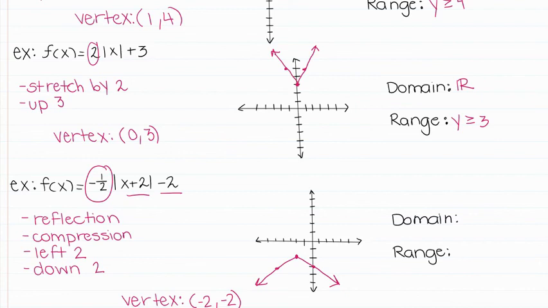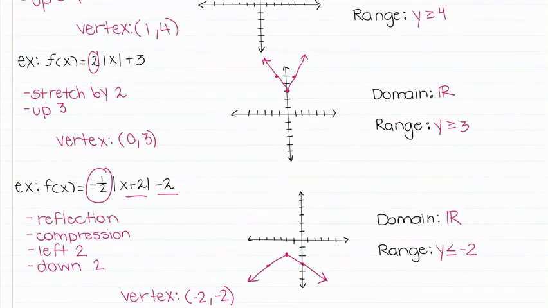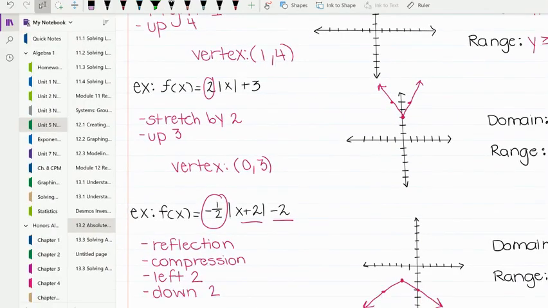And then our domain is always all real numbers. And then our range this time will have to be y is less than or equal to something, because it's facing downwards, and it is less than or equal to negative 2. So this section basically covers graphing absolute value as well as identifying transformations of absolute values. And that's it.